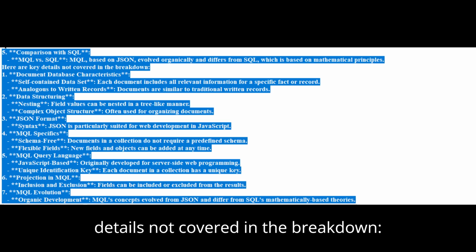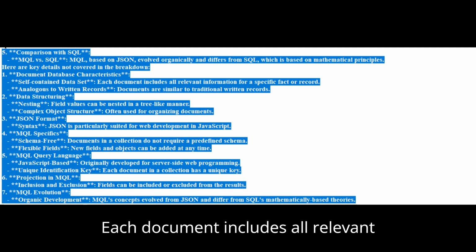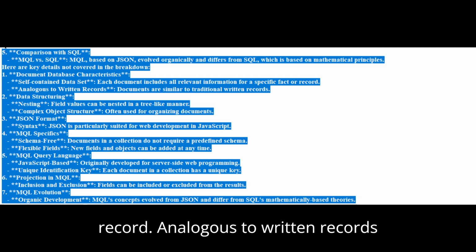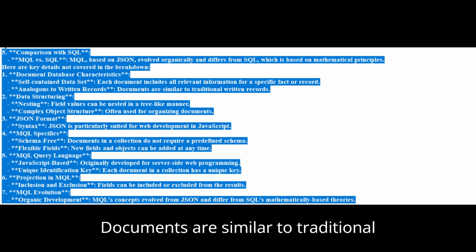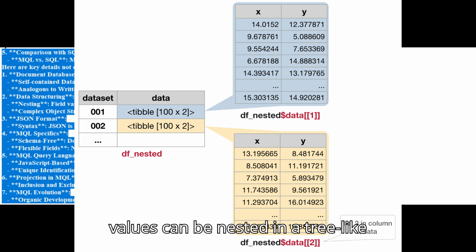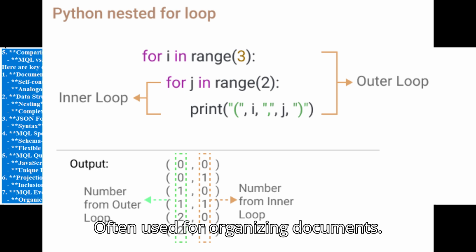Here are key details not covered in the breakdown. 1. Document database characteristics. Self-contained data set. Each document includes all relevant information for a specific fact or record. Analogous to written records, documents are similar to traditional written records. 2. Data structuring. Nesting. Field values can be nested in a tree-like manner. Complex object structure, often used for organizing documents.